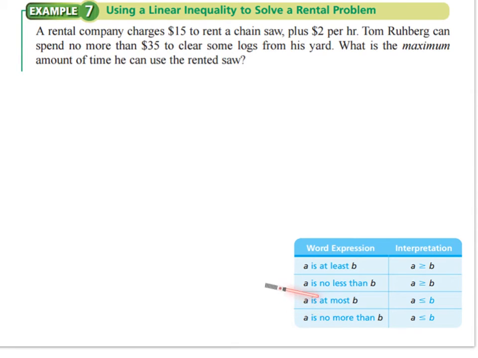A is at most B is A is less than or equal to B, and A is no more than B, we're looking at A is less than or equal to B as well. So a few different ways to say those. Those can be helpful in case you're having trouble figuring out which inequality you should use.